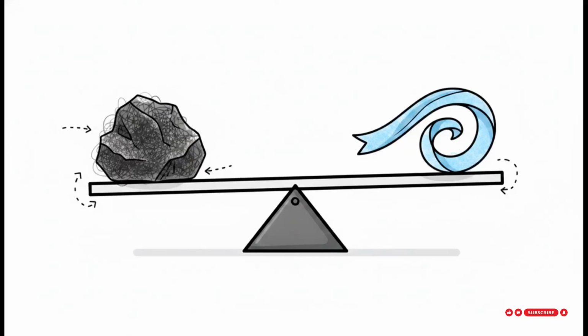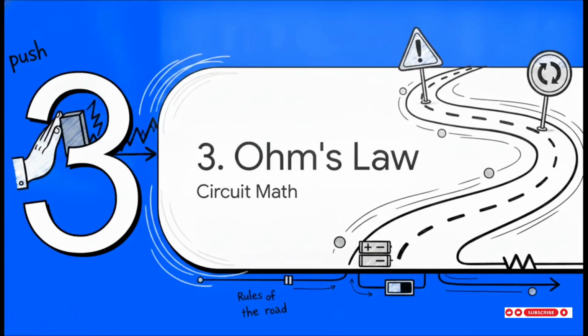Let's flip the script for a second. While resistance fights the journey, conductance, which we represent with a G and measure in Siemens, is the exact opposite. It's the inducement offered to the flow of current. They are exact reciprocals, so high resistance means low conductance and vice versa. Pretty simple, right? All right, Section 3, Ohm's Law and Circuit Math.